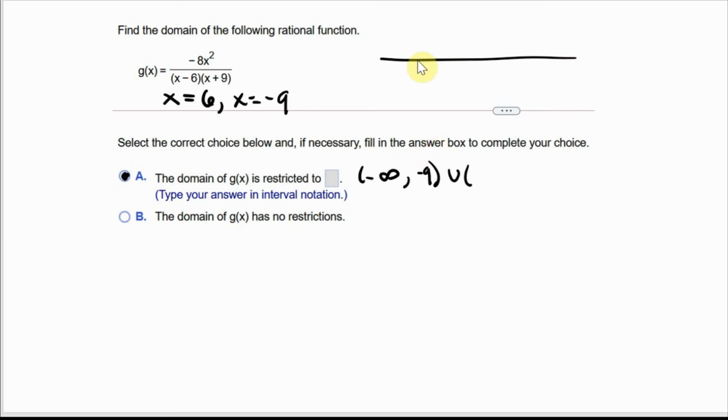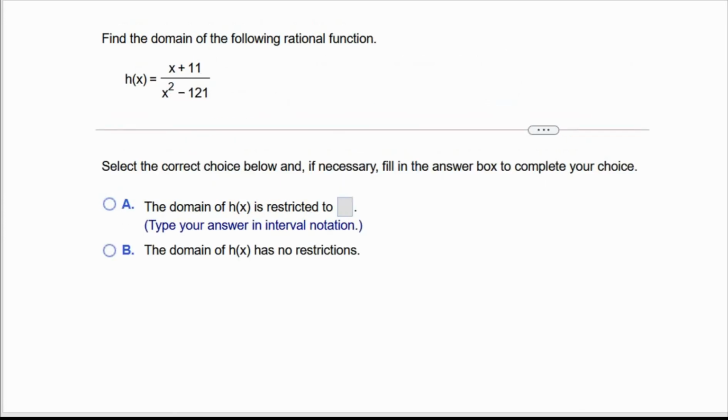You've seen me in class do this, draw that number line. I'm doing that for you, but also for me. Start from the least to the greatest. So we go in that order, from -9 to 6, excuse me, union from 6 to +infinity. Another one for the domain.